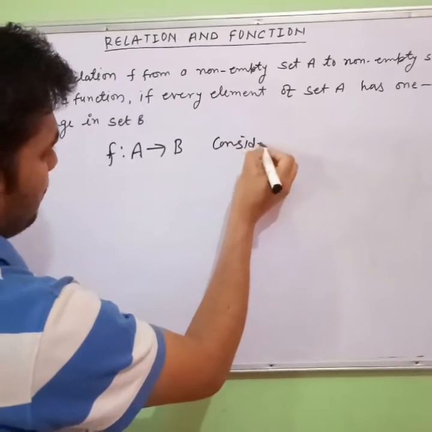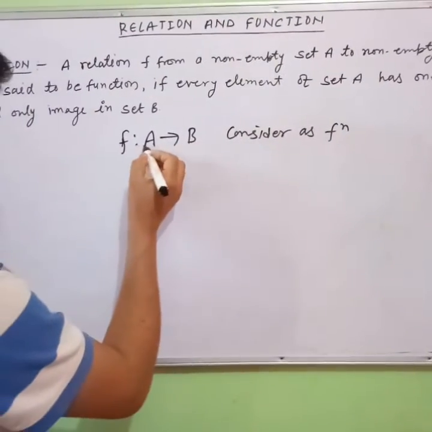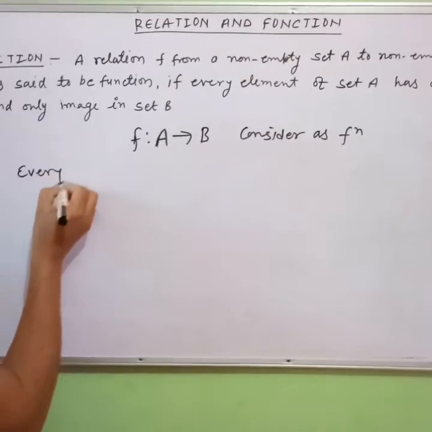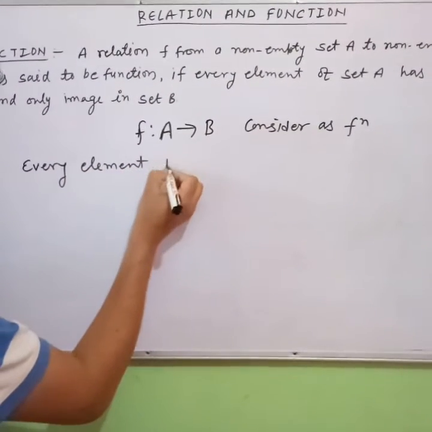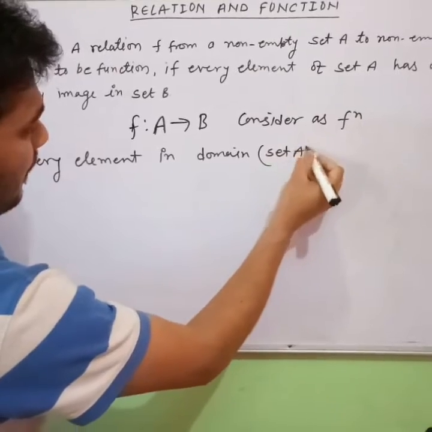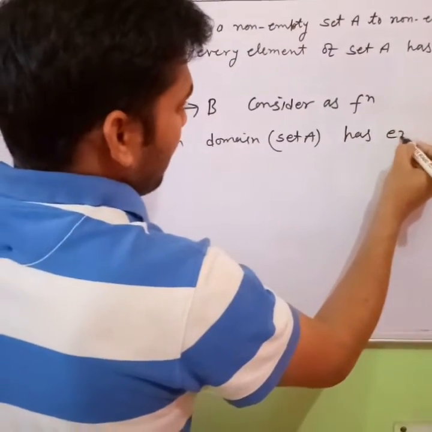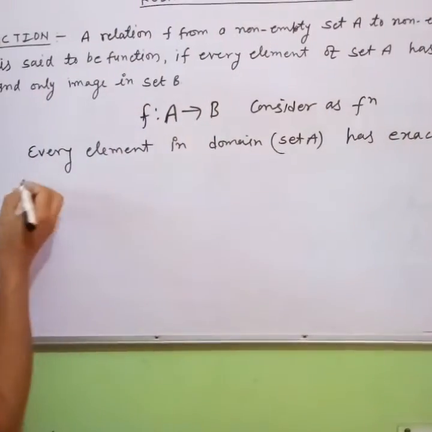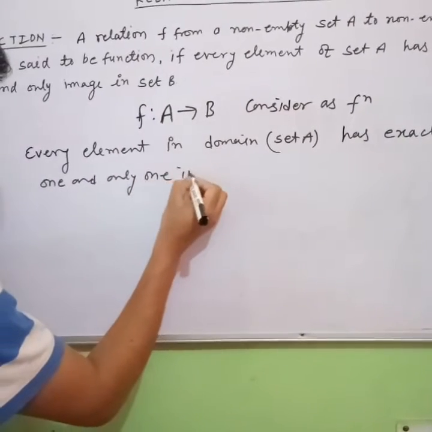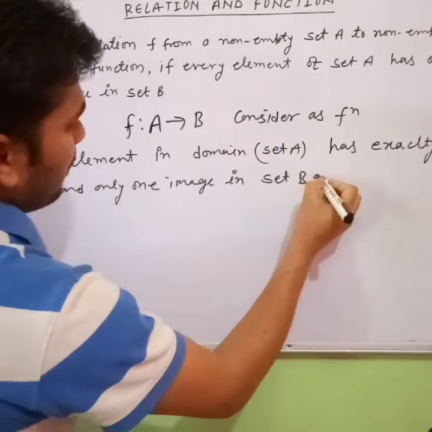Consider as a function. Yeah, we can say that every element in domain set A has exactly one and only one image in set B और एक codomain.